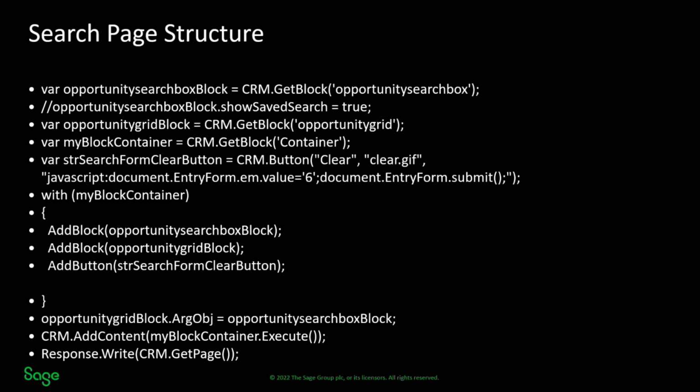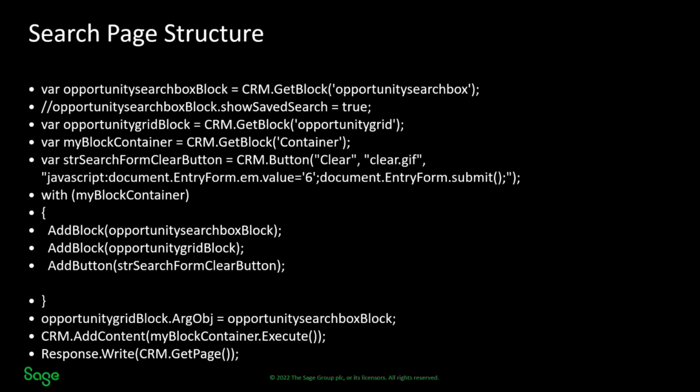Here you can see our container is going to have a series of methods saying add block, adding the different structures into the page. Now, I've also included the idea of a clear button which sets the clear value for the page. But there we've got my block container containing the search block and the grid block, which will contain the results, and then the clear button.